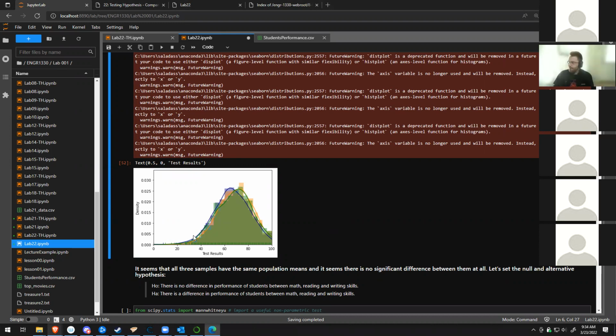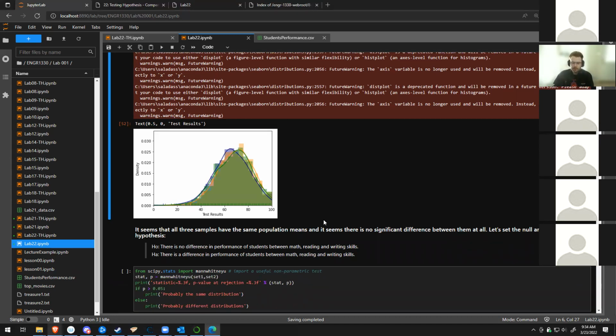But it sure looks normal to me. And if we were betting on whether it's normal or not, I'm going to place my money on normal. Okay. So we have 3 samples from the same population. Seems there's no significant difference between all of them.